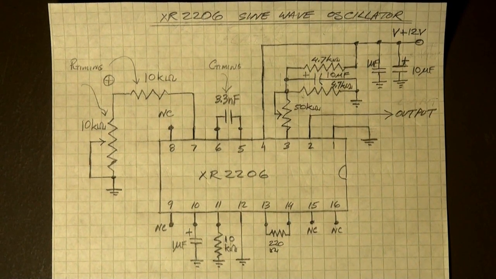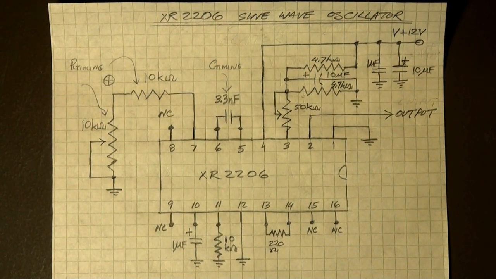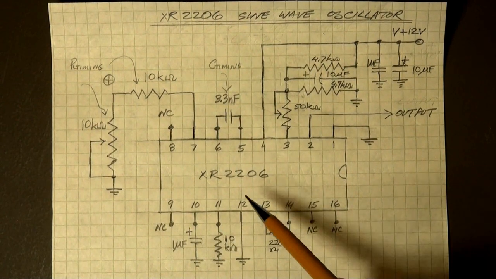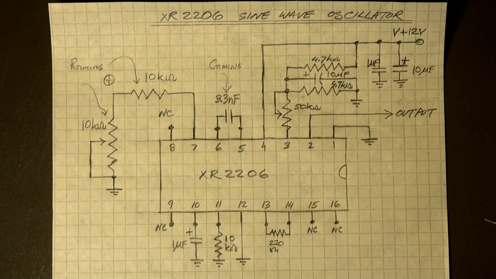So here we have a circuit diagram of one of the chip function generators that I was using for my sine wave oscillator. It is the XR2206, and I have a few of those, but unfortunately the chip is obsolete. So I'm only going to describe it in brief, and then I'll move on to something that I've rigged up that's more readily available. Basically, the circuit diagram here is taken right off the manufacturer's data sheet.